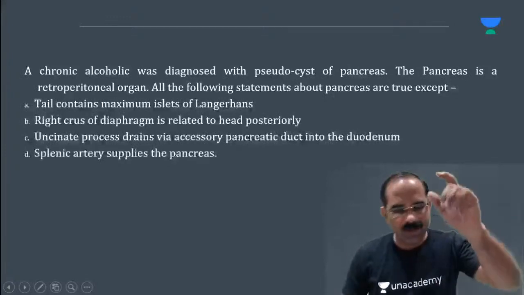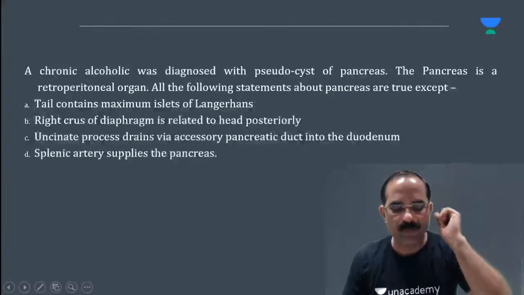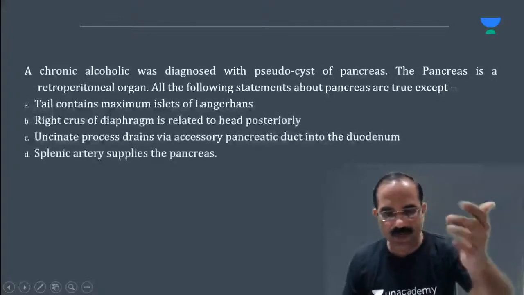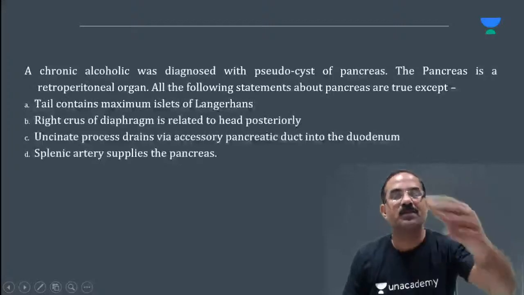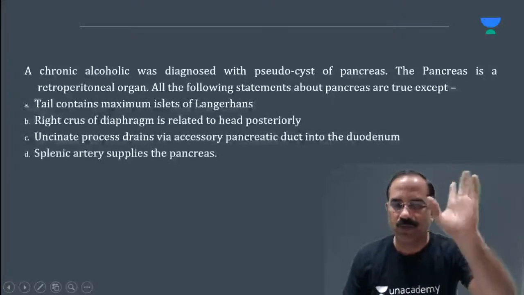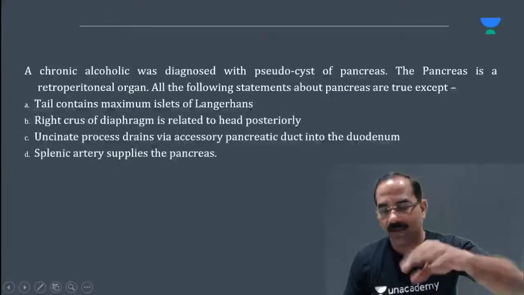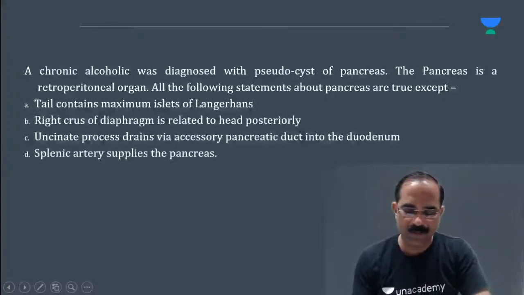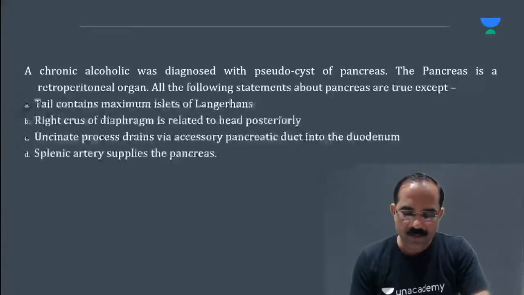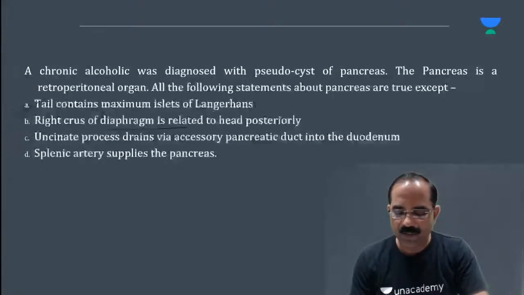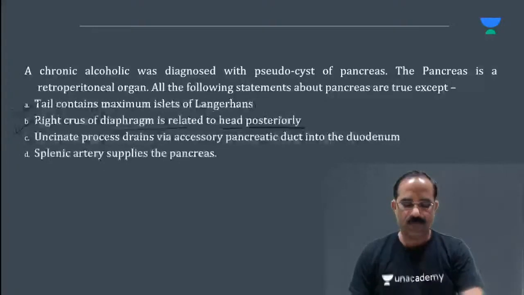Now tell me, which part of the pancreas is more prone to cancer? The head of the pancreas. And if there's a carcinoma of the head of the pancreas, which compresses the bile duct, what does a person get? Obstructive jaundice. So the head is more prone to cancer. The tail contains the maximum islets, so this is correct. Right crus of the diaphragm is related to the head posteriorly. Is this correct, students, or wrong?